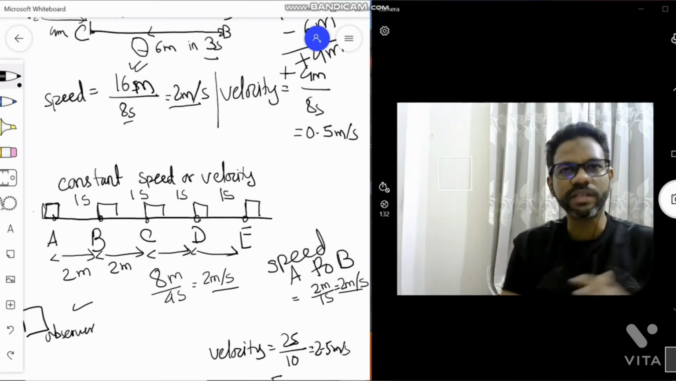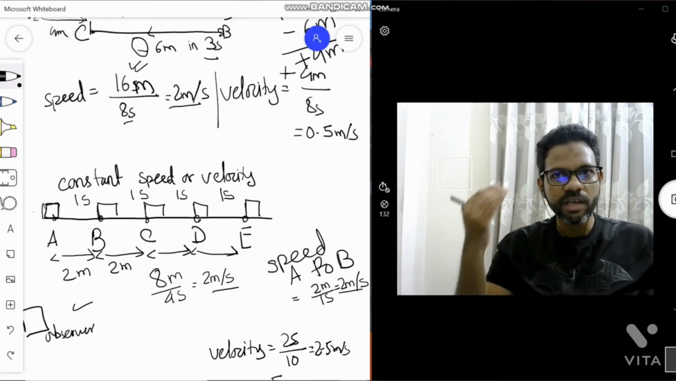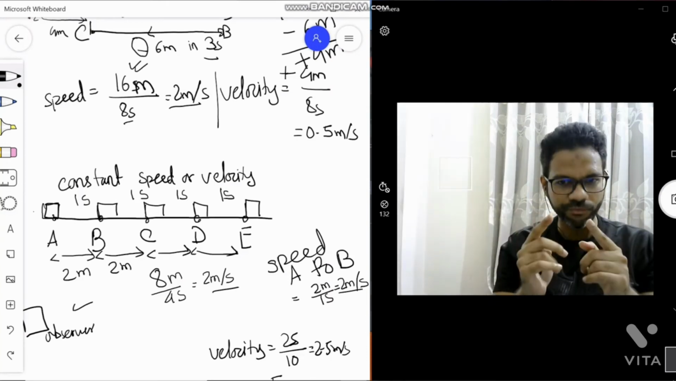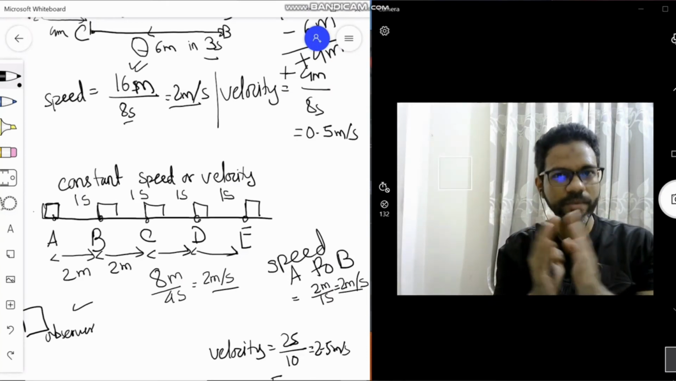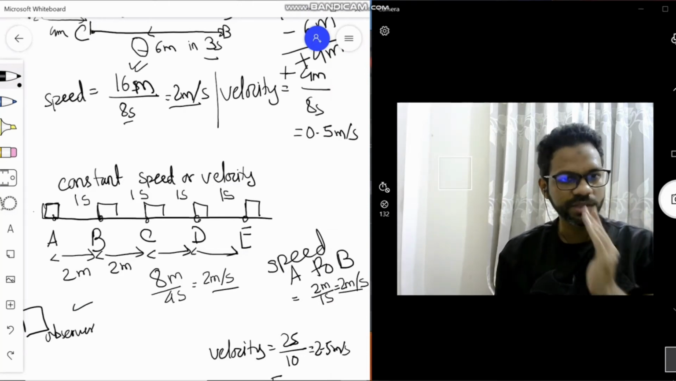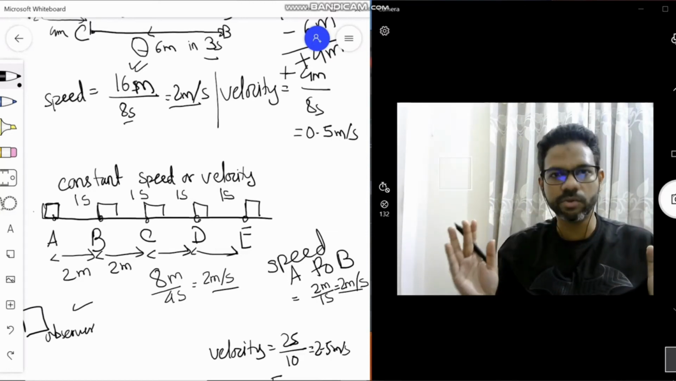When you observe an object moving away from you or towards you, doesn't matter. If you see that the object is covering the same distance after every 1 second, okay, we can say that the object is traveling at a constant velocity or a constant speed. Okay, if the distance is increasing or decreasing, then the speed is not constant.